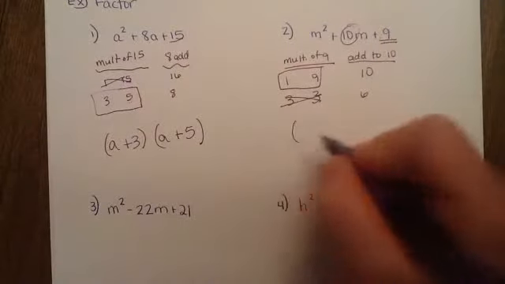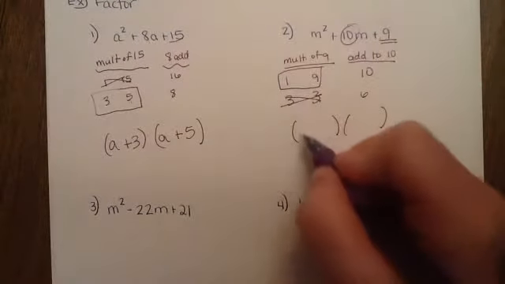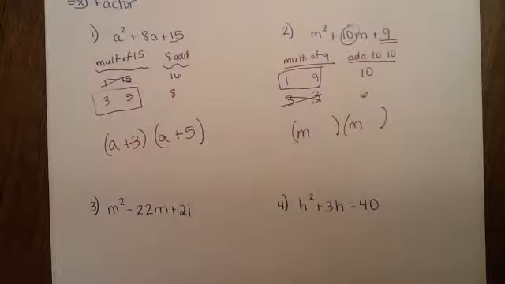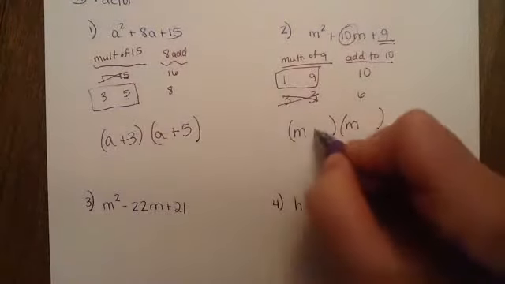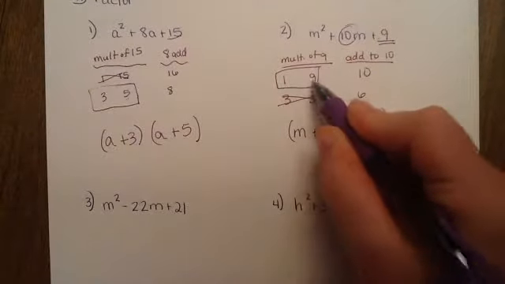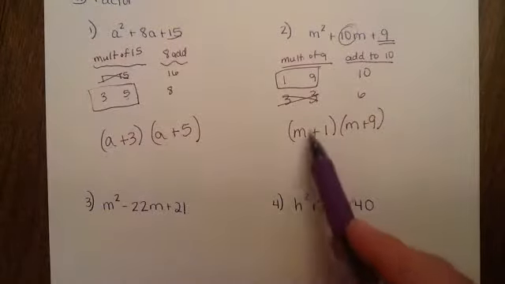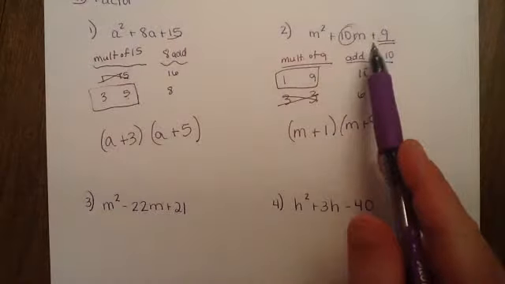So inside my parentheses, what should my two variables be? M and M. What else do I need? Plus 1 and plus 9. This is now in factored form. If you were to double distribute this out, you'd get the trinomial that we started with.